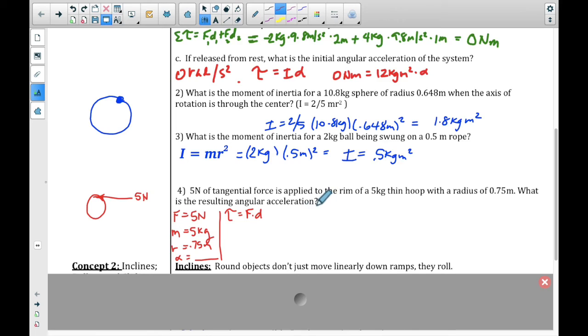All right, we are looking for angular acceleration, but it's going to take us a little bit to get there. We're going to have to go through some different steps because we know that torque is force times distance. So we have to figure that. We have a 5 Newton force and a 0.75 meter radius. If we multiply that out, we get 3.75 Newton meters. That's our torque. We also know that moment of inertia is mr squared. So that is 5 kilograms times 0.75 meters, squared. We put that into our calculator.